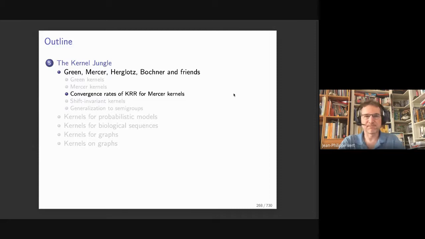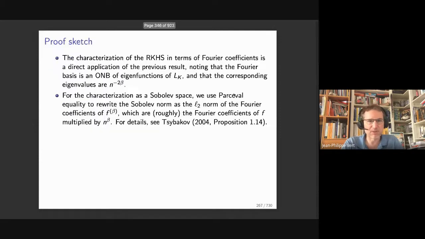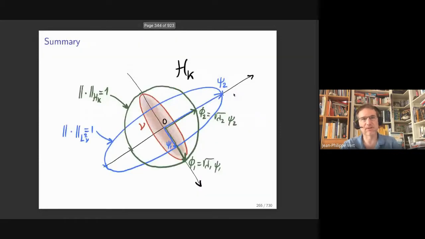Hello. So today we're going to discuss some use of Mercer kernels and the Mercer theorem in order to derive some convergence rates, so to study theoretically the performance of kernel ridge regression when we do regression with the Mercer kernels. So maybe to start this section, let me come back 3 slides in the past to the visual summary of what Mercer theorem told us.